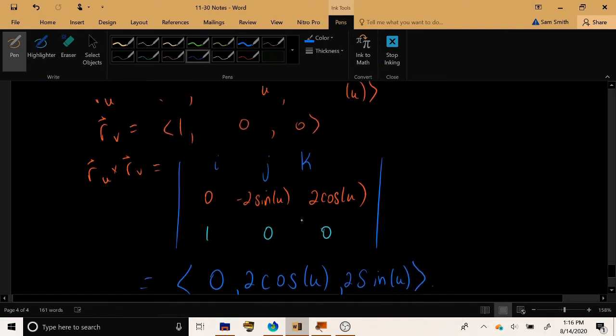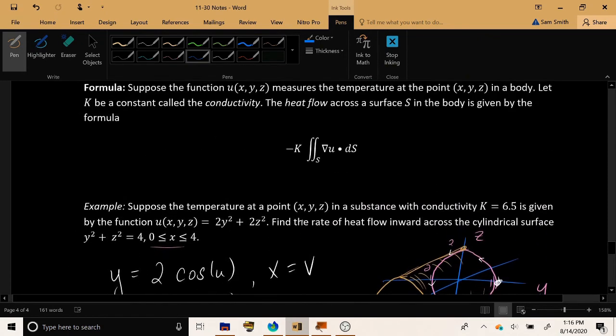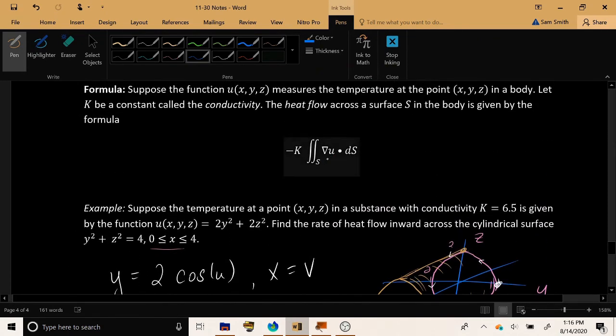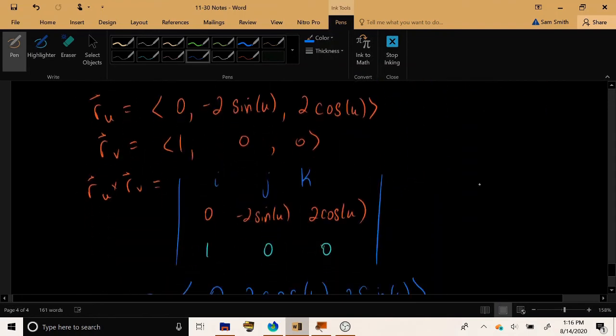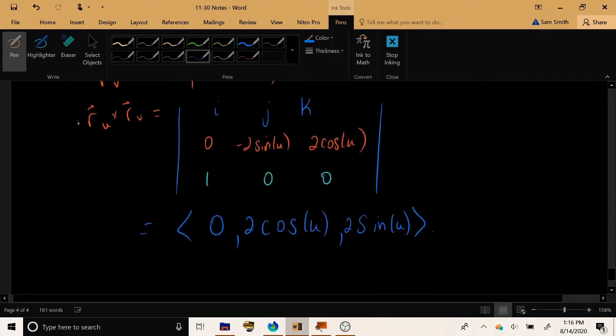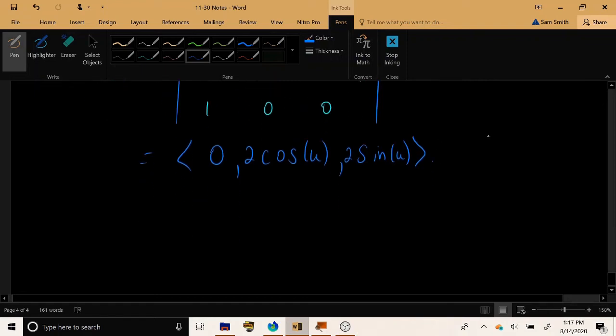Now this is the moment where we look back up at the original problem and we remind ourselves that the gradient of u is a vector, and this dot product is another hint to indicate that this is the surface integral of a vector field. This is flux that we're calculating right now, which means that we do not have to find the magnitude of this cross product. The magnitude of the cross product is only necessary when we are taking the surface integral of a function, not of a vector field.